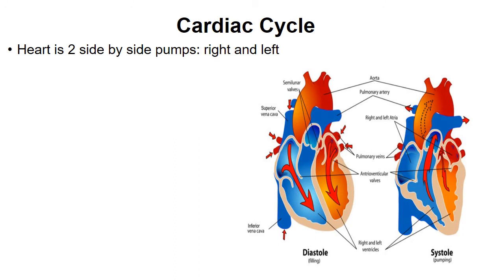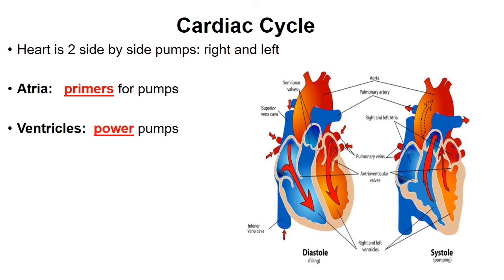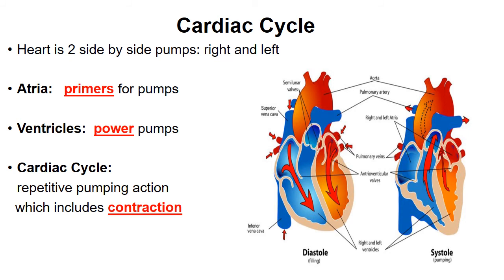The heart is two side-by-side pumps, the right side and the left side. The right atrium and ventricle, the left atrium and ventricle. The atria are what we call the primers. They get things ready. They're going to hold the blood till it's time to move to the next chamber. The ventricles are the power pumps. Their job is to contract or squeeze tightly to push the blood into the next area, either out to the body or out to the lungs. The cycle is the repetitive pumping action, the opening and closing of these chambers and valves. This includes contraction and brief relaxation.